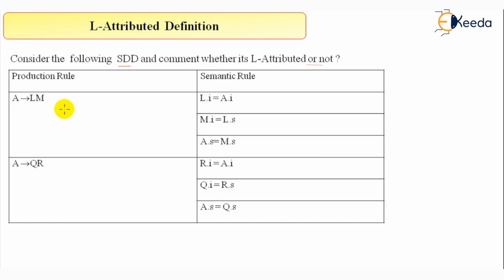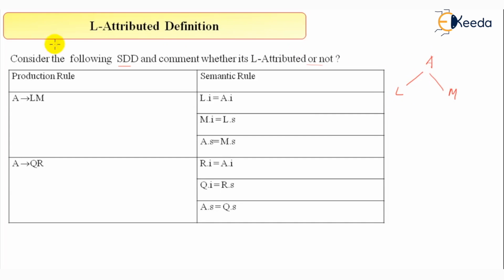So we know that there is a production rule, and in this production rule, A is equal to LM. Let's see what exactly this A is equal to LM is doing over here. When I say A is equal to LM, A derives L and M. Now L dot I is taking the value of A dot I.